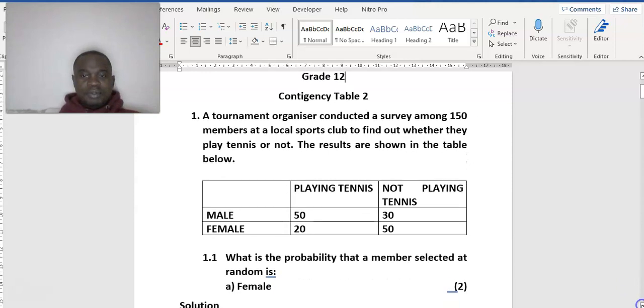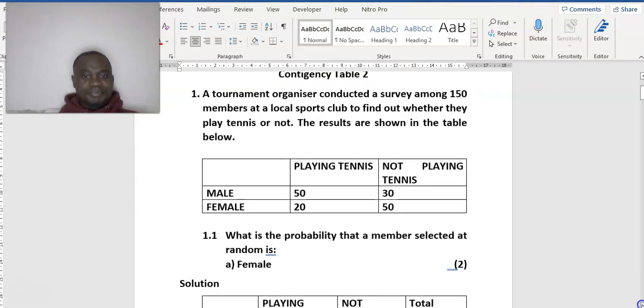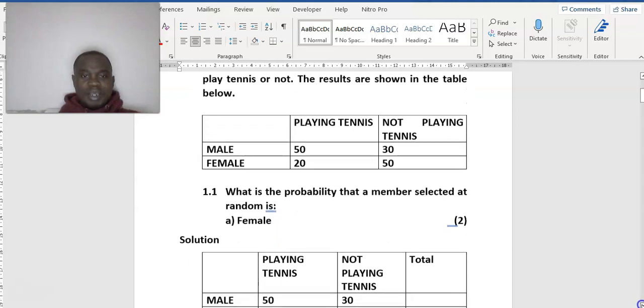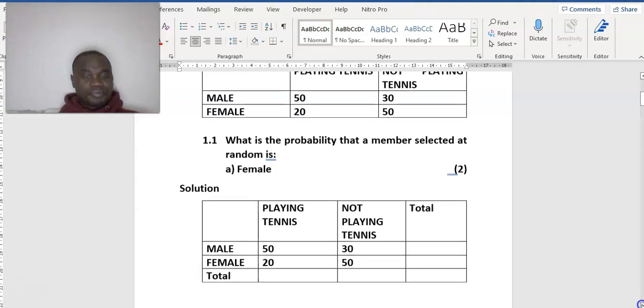Now the question says, what's the probability that a learner selected at random is female? Let's see how we're going to do that. I've drawn the table again.